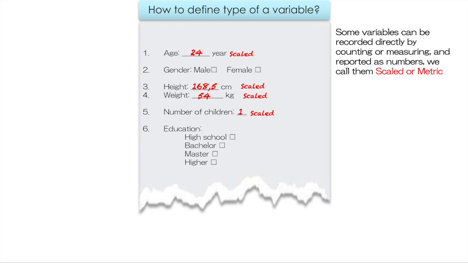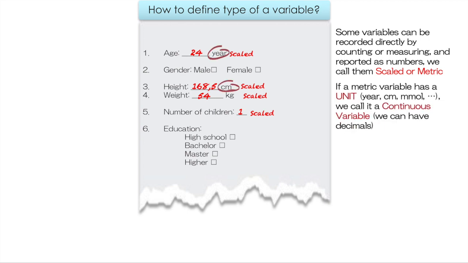And some of these variables are reported with a unit. Here it is centimeters for height and kilograms for weight. Since the units have subunits, or these variables are already subunits of other units themselves, it might be possible to show them with decimals if the decimal is measured. In this case, the height is recorded up to 1 decimal, 168.5, but the other two are recorded without any decimals.